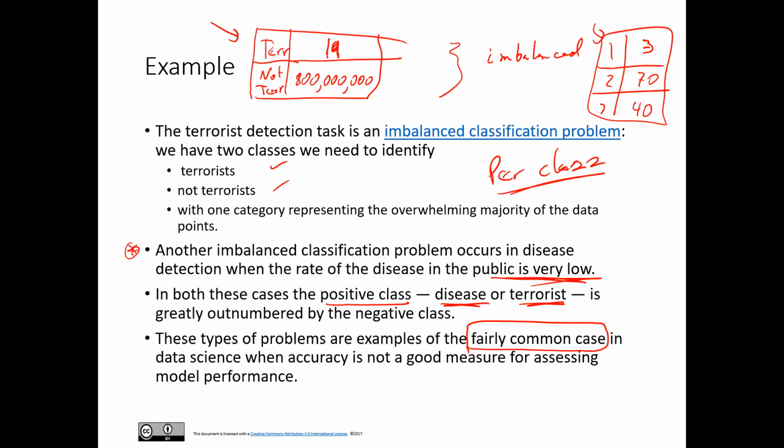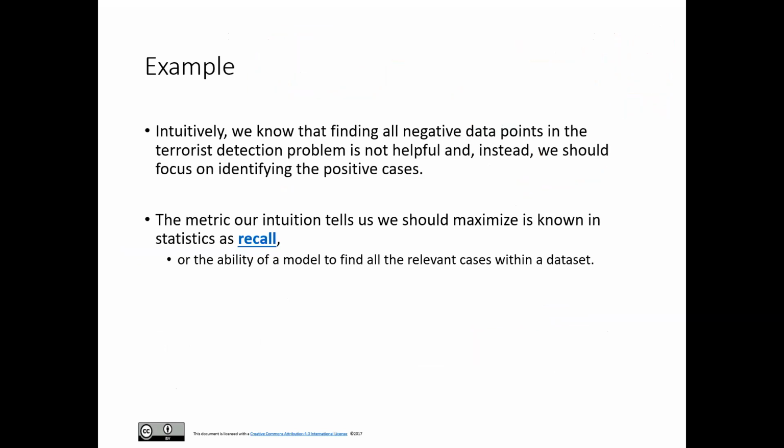Okay, so these types of problems are examples of the fairly common case in data science when accuracy is not a good measure for assessing model performance. Okay. So now let's look at the other ones.